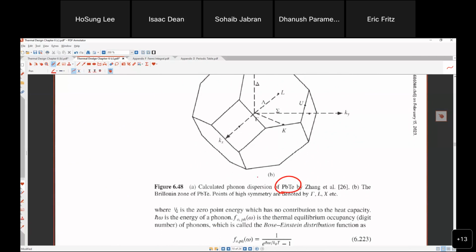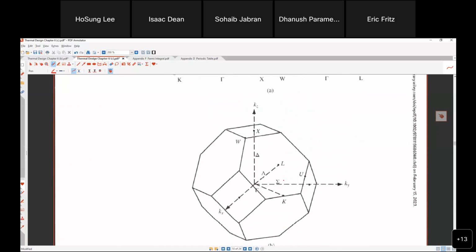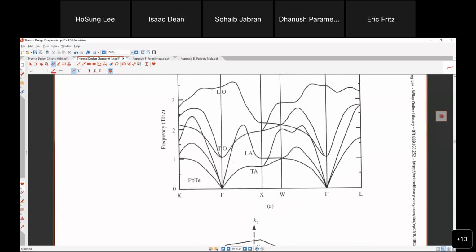Lead telluride. Actually, this is a Brillouin zone, three-dimensional. When we look at it, we understand there are two transverse and one longitudinal acoustic branches, and then three optical. Two transverse and one longitudinal. It's something like that. Okay, so x direction, k direction, w direction. This is the center.